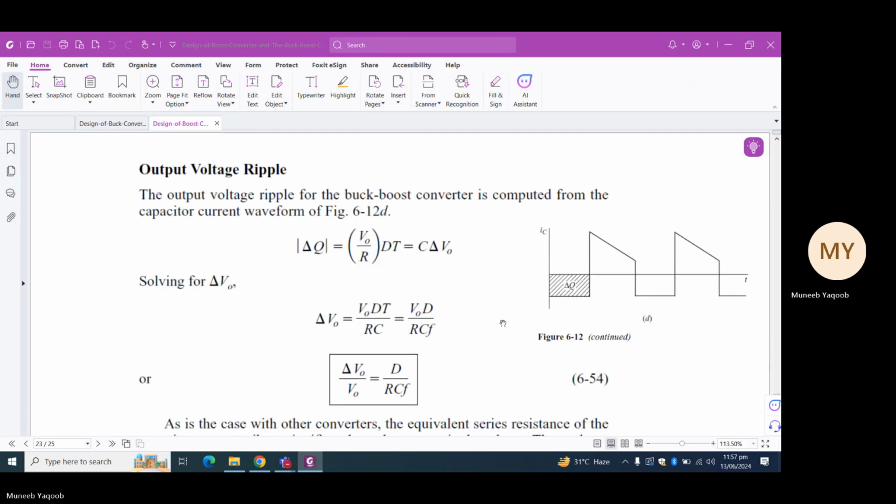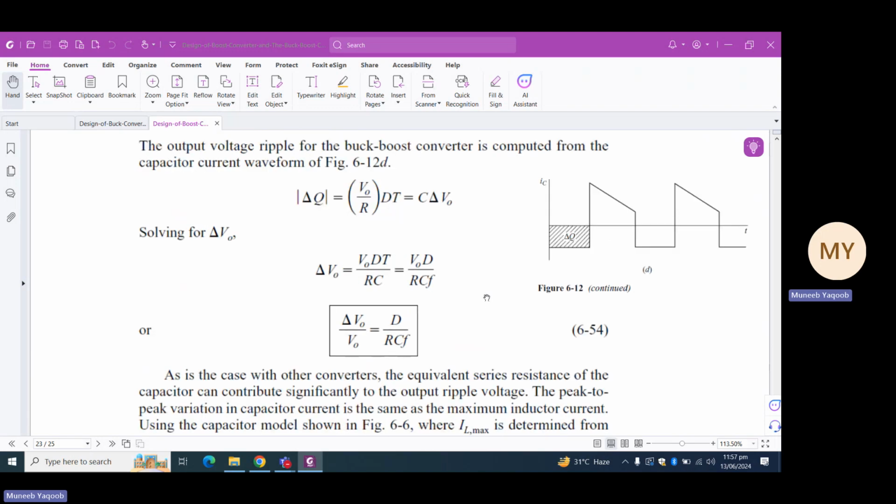Now, to have a percentage ripple concept, we will write delta V naught upon V naught is equal to D upon RCF. So this equation 6.54 is basically representing the percentage ripple of the buck boost converter.